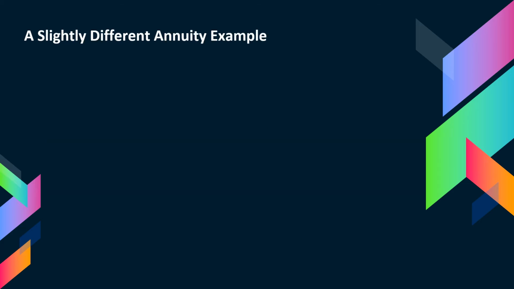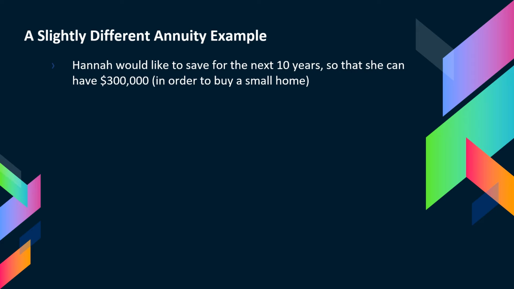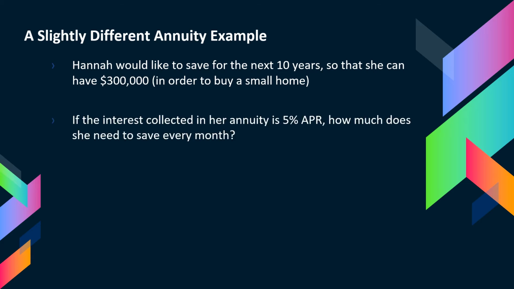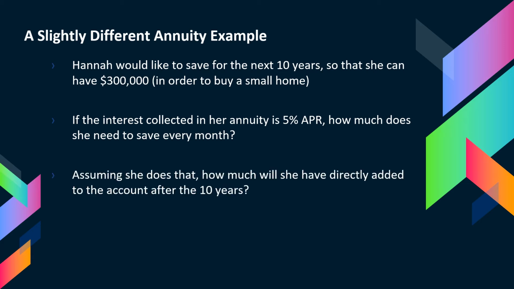We'll give a different example. Hannah, she's going to save for a home. She's going to save for 10 years. She wants to have $300,000. That's her goal. She'll just buy the home outright. It'll be a cheap home, but it'll be a home. And the interest that she has in her account is 5%. She's going to add to this annuity every single month. How much does she need to add in order to do so?